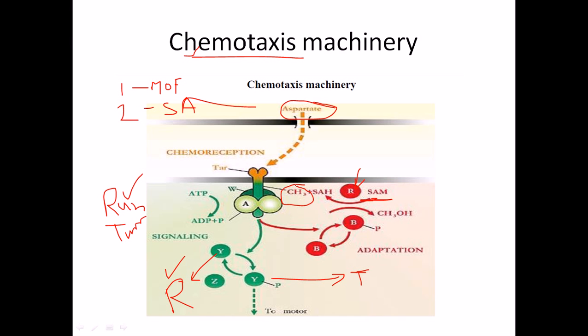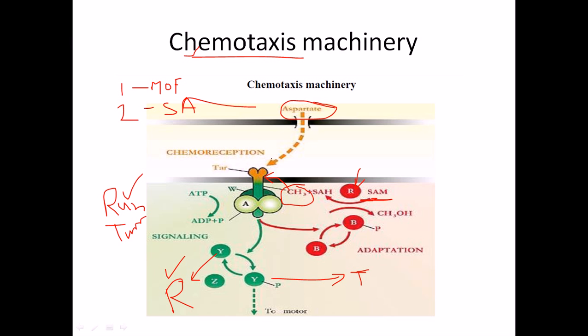And what is the importance of the methyl group? When you have lots of methyl groups present inside the cell, they attach to the Tar complex and make this Tar complex extremely reactive. As a result, a small amount of aspartate can carry on the signaling and help the cell to run. So if this methyl group binds to the Tar complex all the time, then the cell will remain in the running state, and the flagella will move really fast. It helps the cell to run properly.